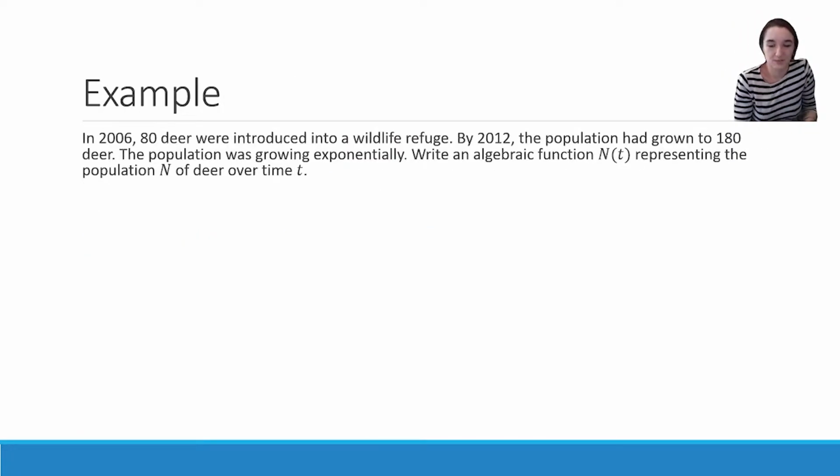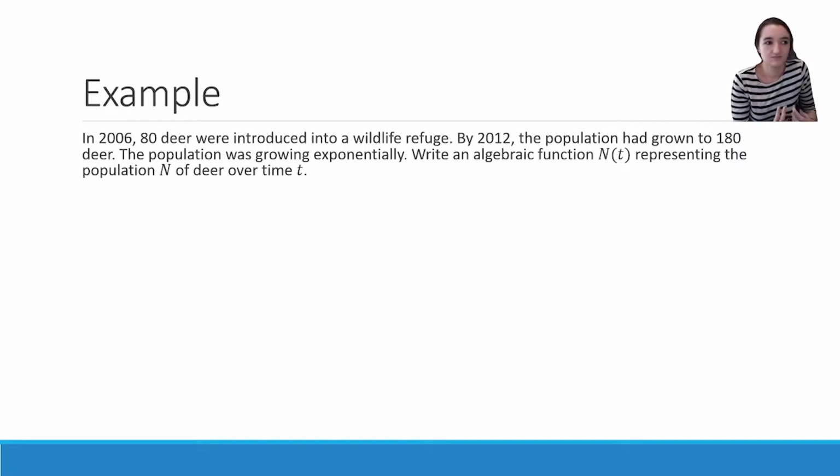Alright, so let's see another example. In 2006, 80 deer were introduced into a wildlife refuge. By 2012, the population had grown to 180 deer. The population was growing exponentially. Write an algebraic function n of t representing the population n of deer over time t.